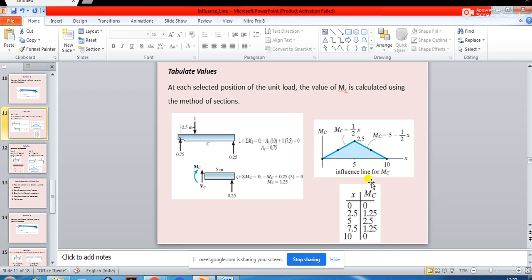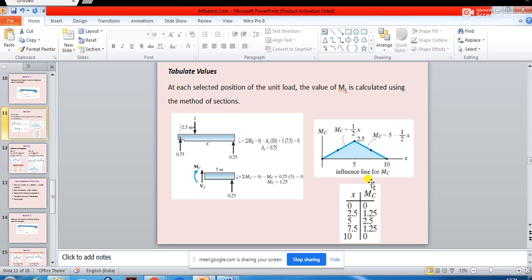Although it may happen that the shape of the influence line diagram and the shape of the bending moment diagram may look similar, however they are totally two different things.